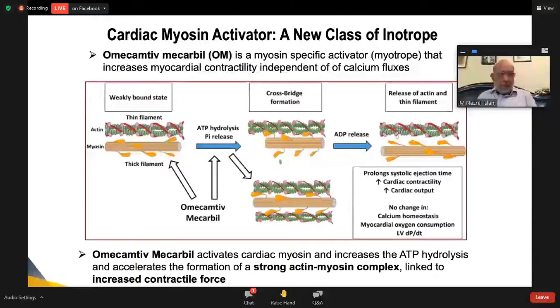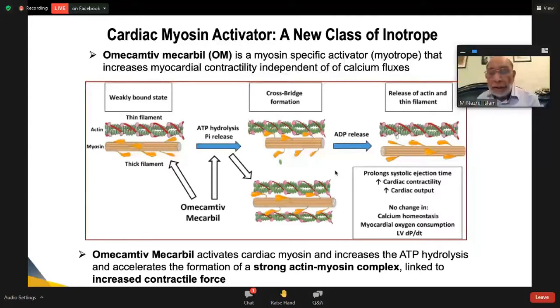The other drug is a cardiac myosin activator, basically a very new class of inotrope. This is omecamtiv mecarbil, you can see this picture. When heart failure occurs, there is weak binding, so weak contraction. But if we give this particular drug, the binding is very strong, and it can improve contraction. So they prolong the systolic ejection time, increase cardiac contractility, and then increase cardiac output.